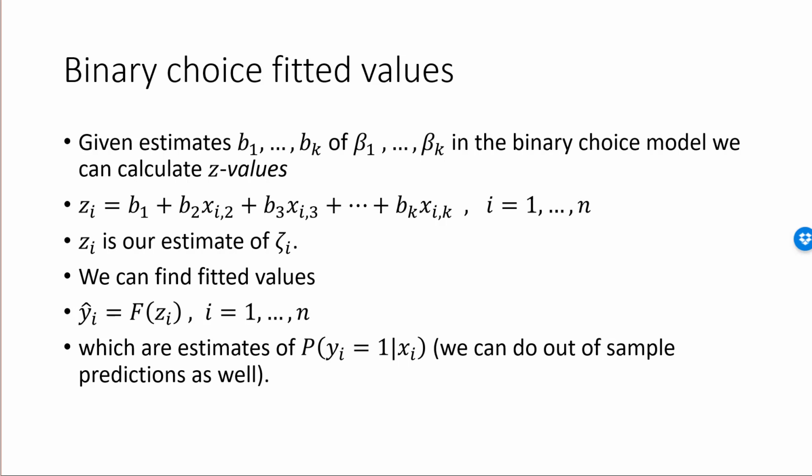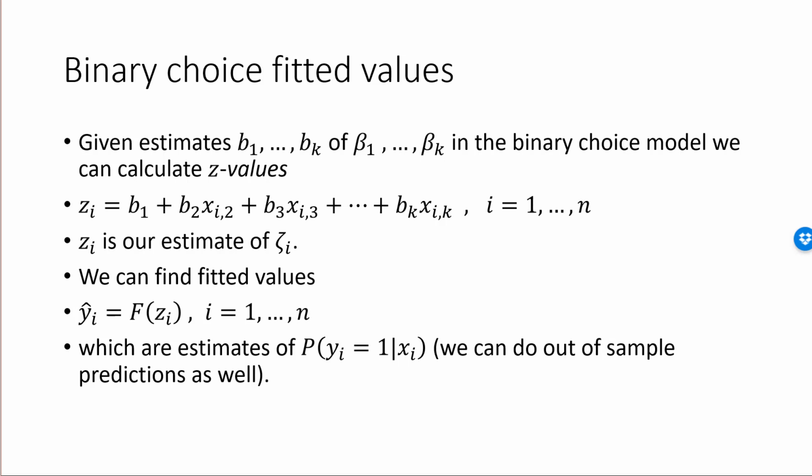We can use exactly the same method to do out of sample predictions. So if I have estimated this model using a sample containing n observations, I can do the predicted values for an observation that is not in the sample. All I do is calculate the z value for this out of sample observation.